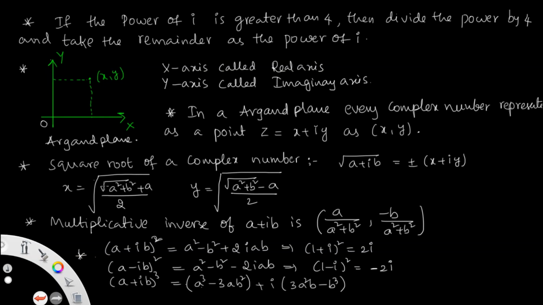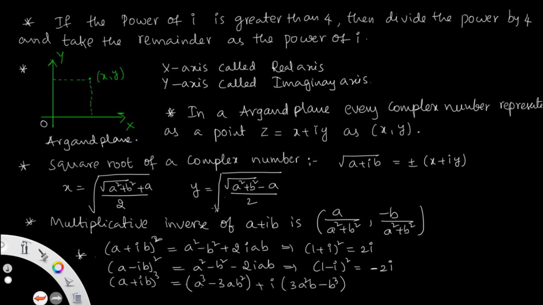To find the square root of a complex number, use this formula. Let the number be a plus ib; the answer will be of the form x plus iy, whether it is plus or minus. For the real part, x equals the square root of the quantity square root of a square plus b square, plus a, whole thing by 2. And y equals the square root of the quantity square root of a square plus b square, minus a, by 2. This is the formula for finding the square root of a complex number.